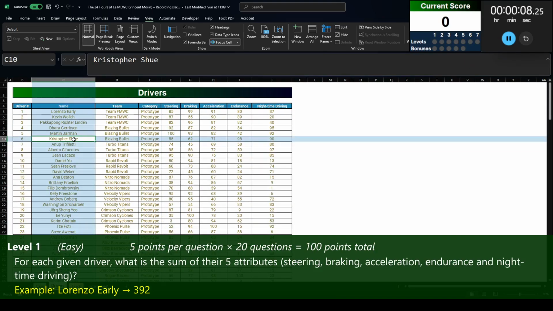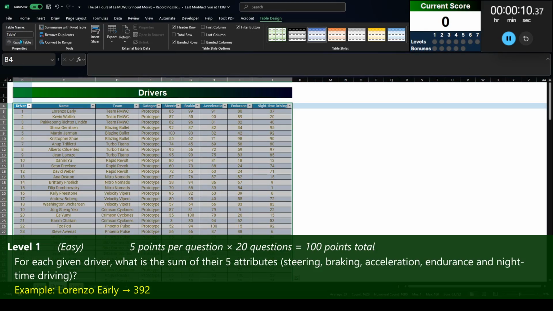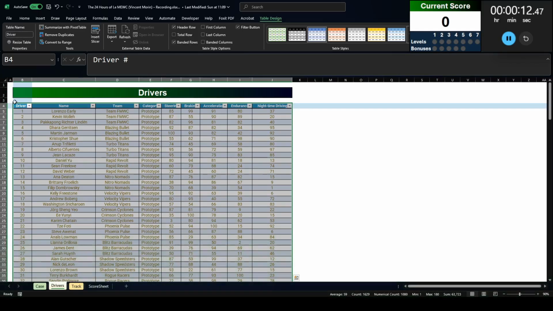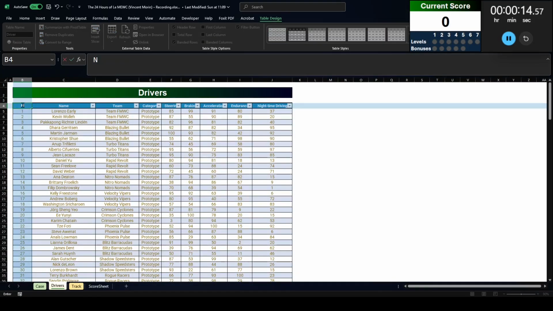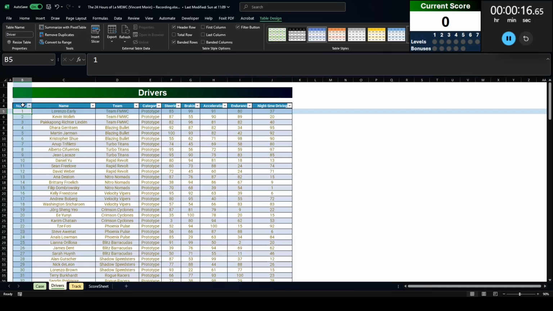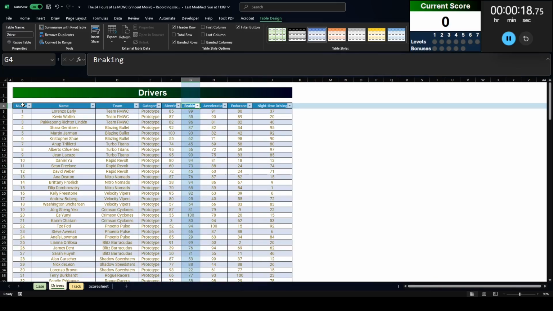So what I'm going to do is turn this into a proper table here. We're going to call this driver. And then instead here, let's do number. So let's write number. Number, name, team, category, steering. Yep, that looks all good.